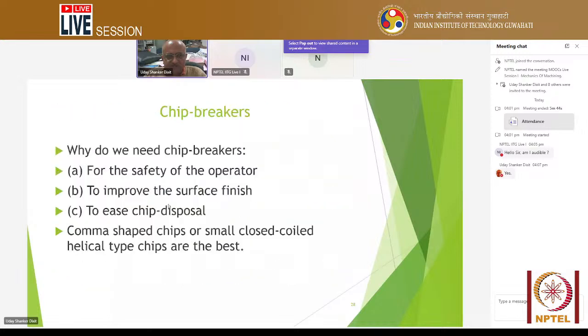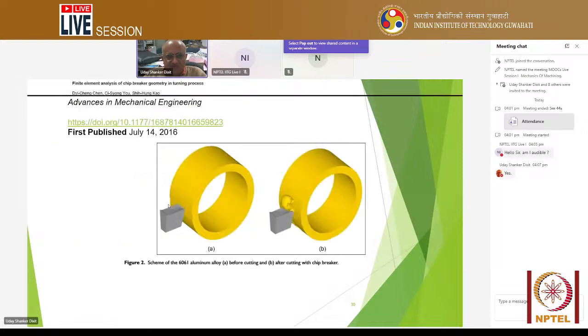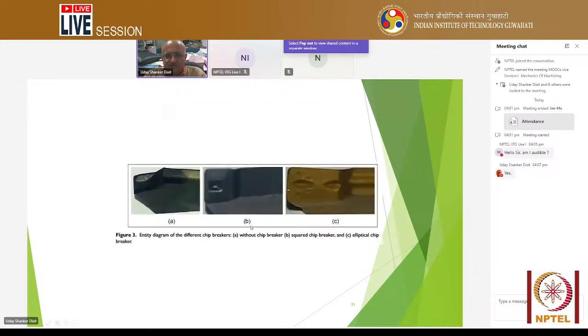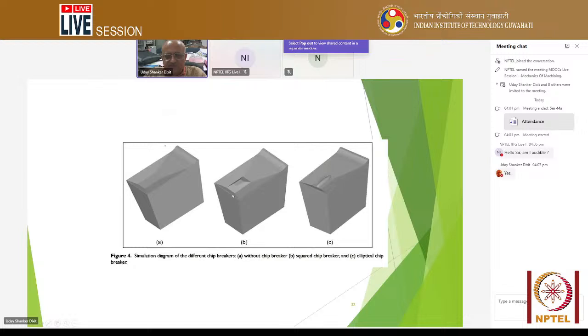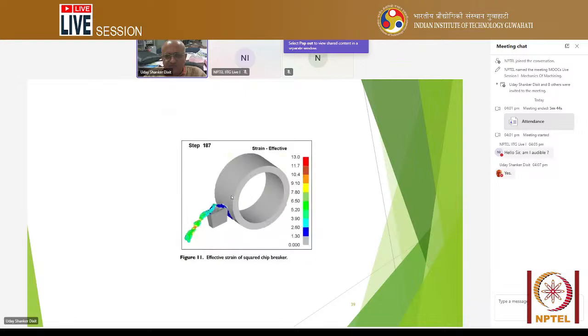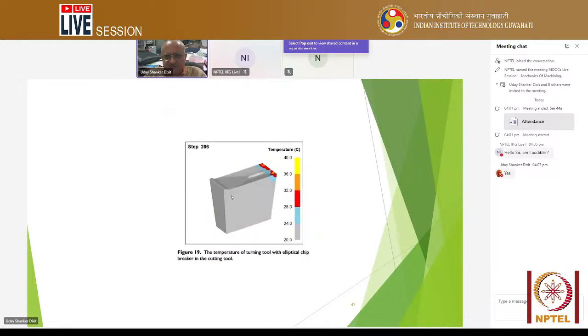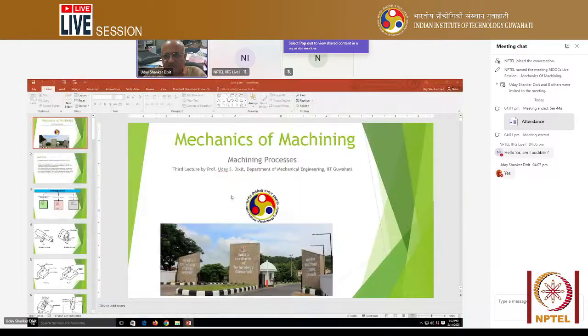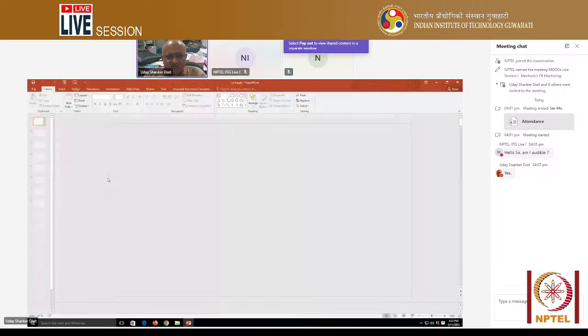Sawtooth chip breakers. Why do we use chip breakers? In the tool, we should have some provision so that the chip can be broken. So you see that here, chip is getting broken by these grooves, etc. And then we are just doing it by FEM simulation and all these things. So this was lecture 3.